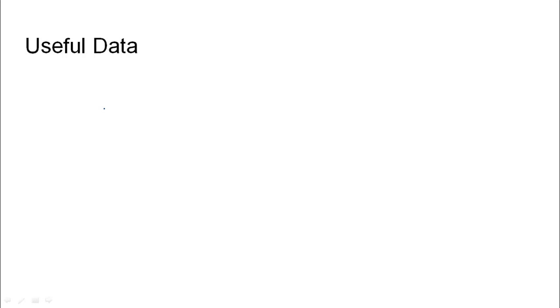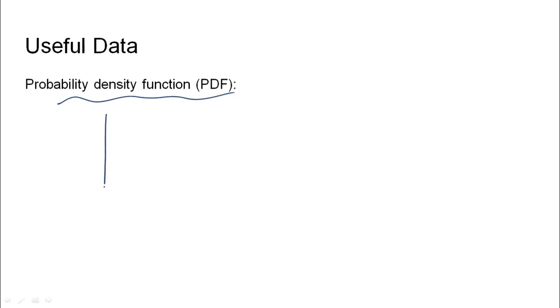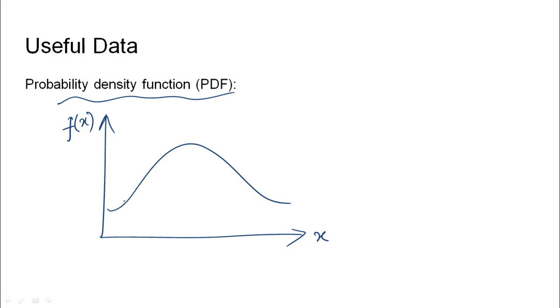So coming to the useful data, if we are given the probability density function for a random variable x, let us make the graph on the coordinate axis where f(x) is on the y-axis and the random variable's value is on the x-axis. So let us assume a typical shape for the PDF.